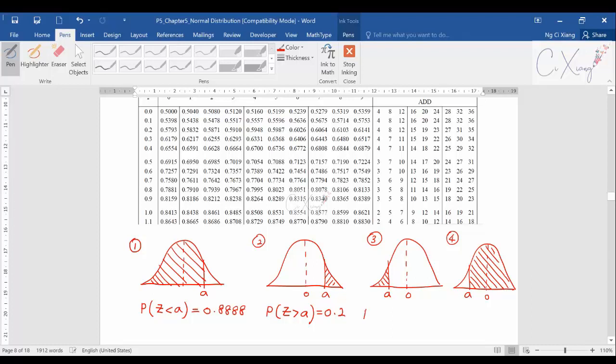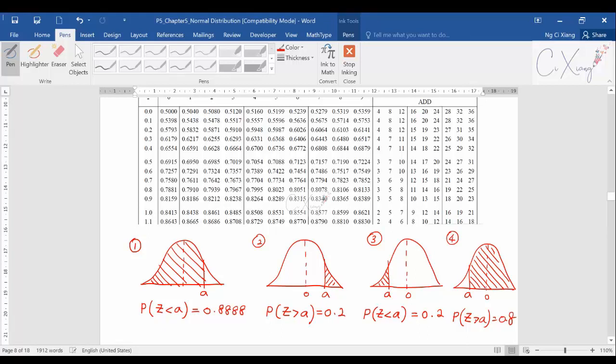How about the third one? The third one is Z smaller than A. That's why I told you I don't bother whether it is positive or negative, I will just denote it as A only. Z smaller than A, smaller because it is on the left side of A, equals to, then this area is small, therefore it equals to 0.2. And the last one, when you write it out, it should be Z greater than A equals to 0.8.